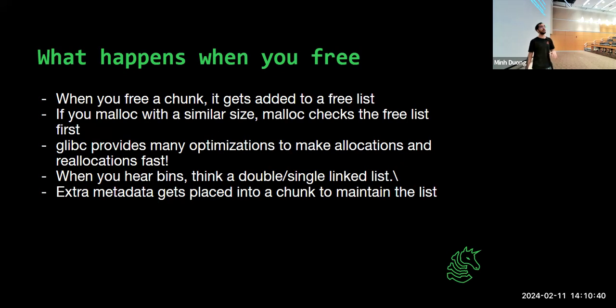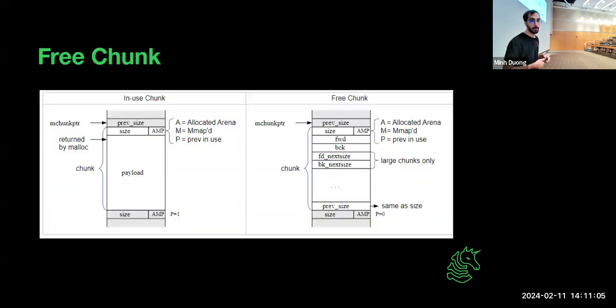And so we're going to discuss something called bins, which are these types of free lists. And depending on the type of bin, it will be implemented as a doubly or singly linked list. When you free a chunk, some extra metadata gets placed into that block of memory to provide malloc information about that allocation and adjacent allocations and previous and next free chunks.